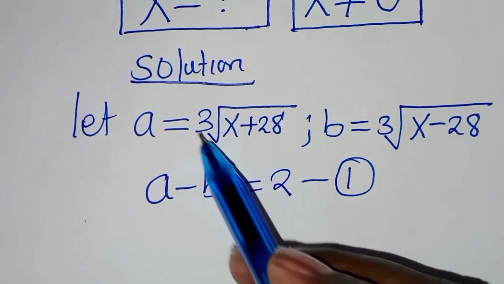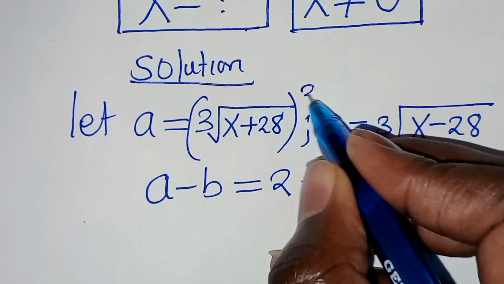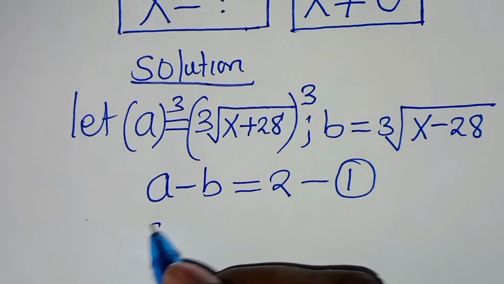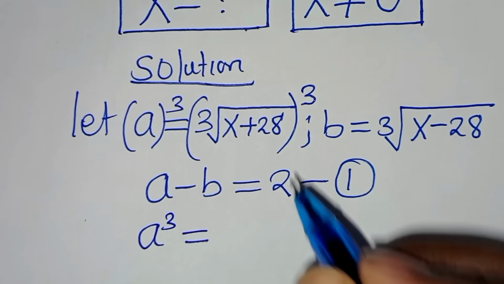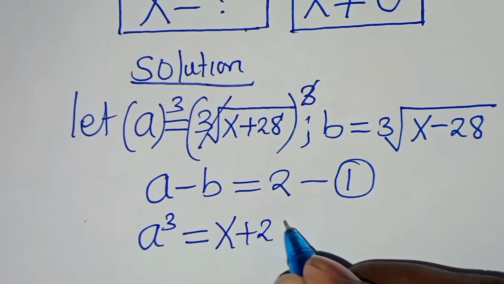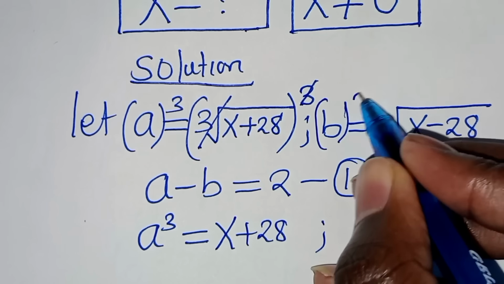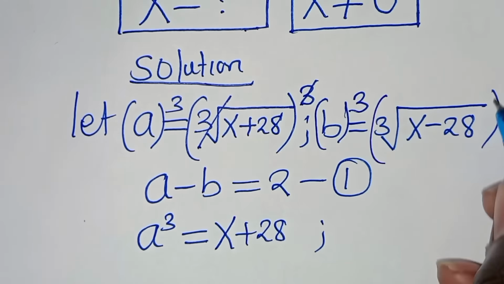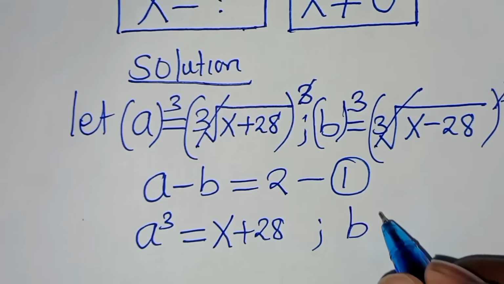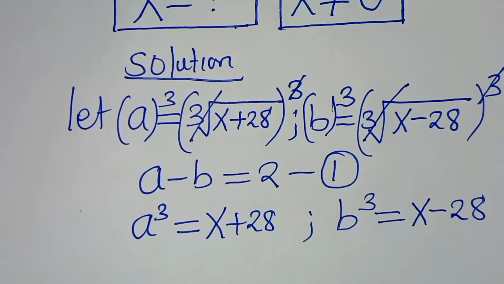Now, we can eliminate the cube roots by raising to the power of 3 on both sides. Here we have a to the power of 3, which is equal to x plus 28, since we eliminate the cube root sign. And then we do the same thing for b: we raise to the power of 3, so that b to the power of 3 is equal to x minus 28.